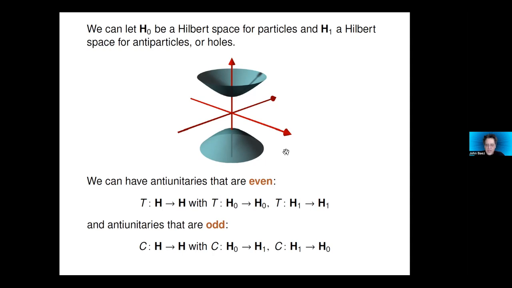So when you have this situation, and you start studying anti-unitary operators in this situation, there are two especially nice kinds of anti-unitaries. There are even ones, which map H0 to H0 and H1 to H1. And then there are odd ones that switch H0 and H1. There are also anti-unitaries that just completely mix up H0 and H1 in a messy way, but these two are particularly nice. So we're going to get a more refined classification of anti-unitaries in this situation where we have a graded Hilbert space, or a super Hilbert space.